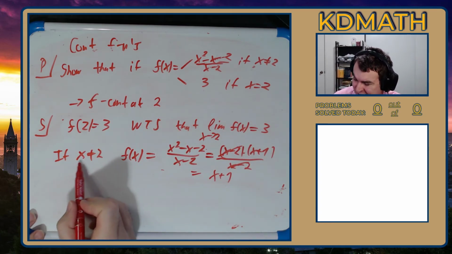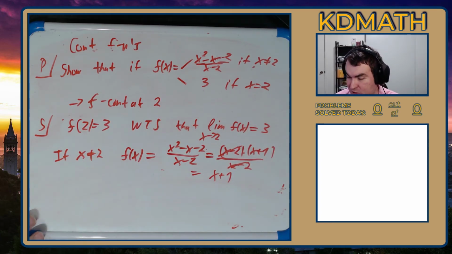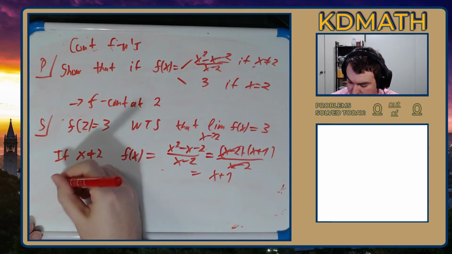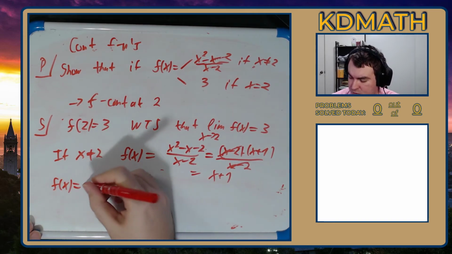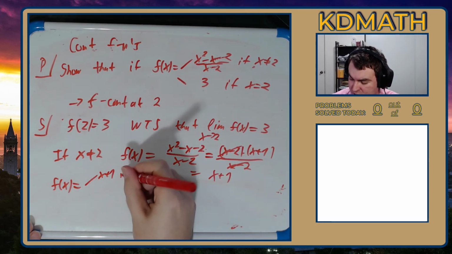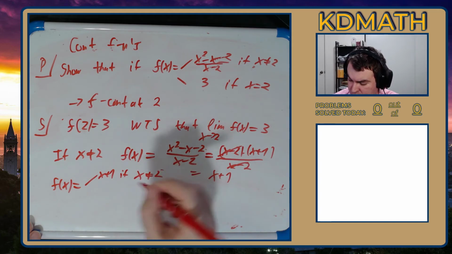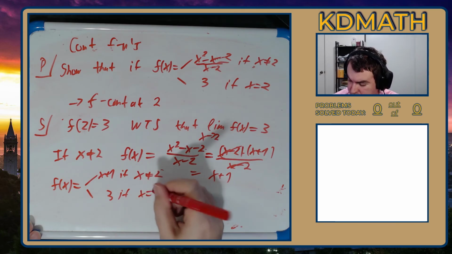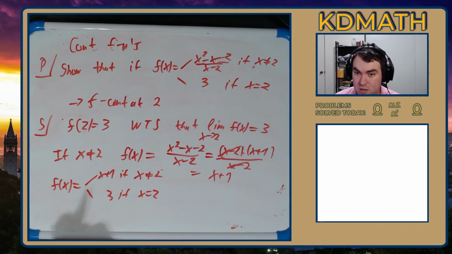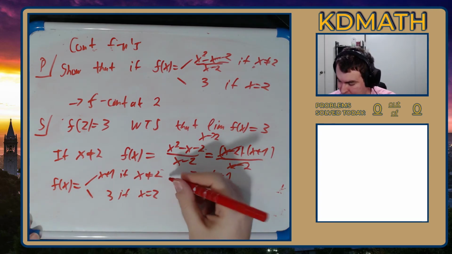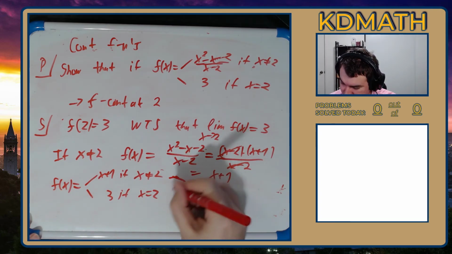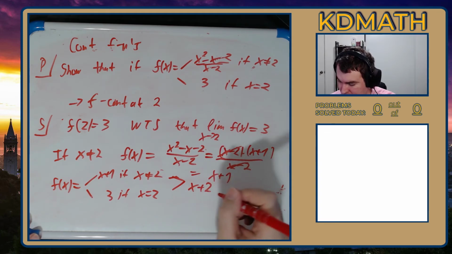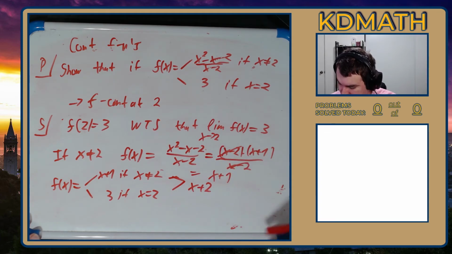So if x is not 2, f of x equals x plus 1. So f of x equals x plus 1 if x is different than 2, and 3 if x equals 2. Hold up, x plus 1 is 3 when x equals 2. So f of x is just x plus 1.